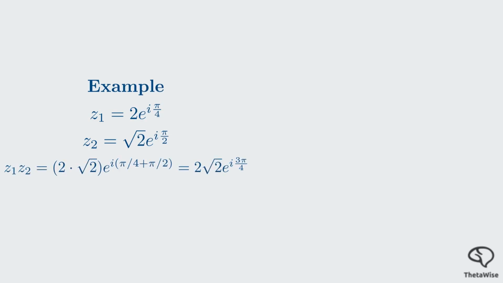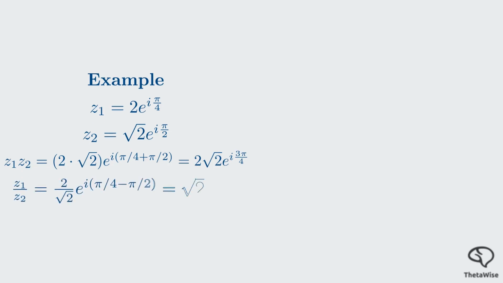Let's find the product and quotient of these two numbers. For the product, multiply the moduli to get 2 root 2 and add the angles to get 3 pi over 4. For division, 2 divided by root 2 simplifies to root 2. Subtracting the angles gives negative pi over 4. This is in the required range for a principal argument.